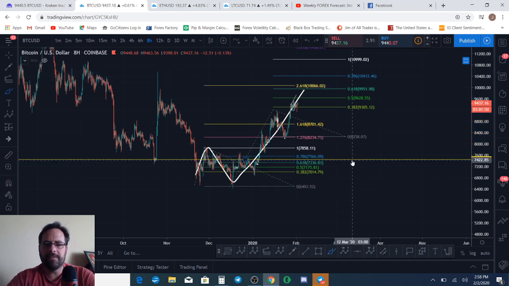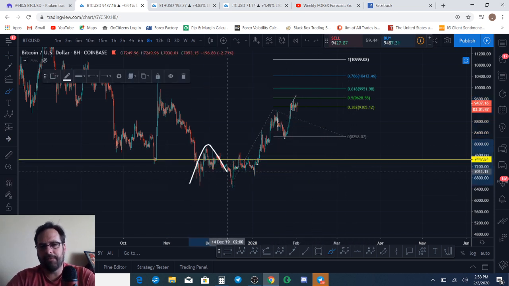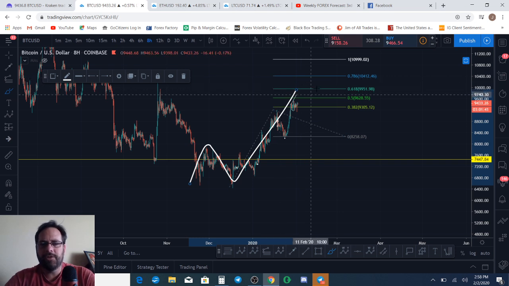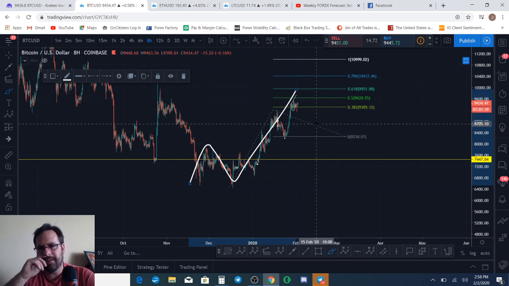If this is to be interpreted as an expanded flat, and there's a lot of reasons for that, which I've shared in previous videos, it's still on the table, guys. That 2618 extension is the highest I want to see it go, which is $10,000. So let's watch the $10,000 region. That seems to be very significant.